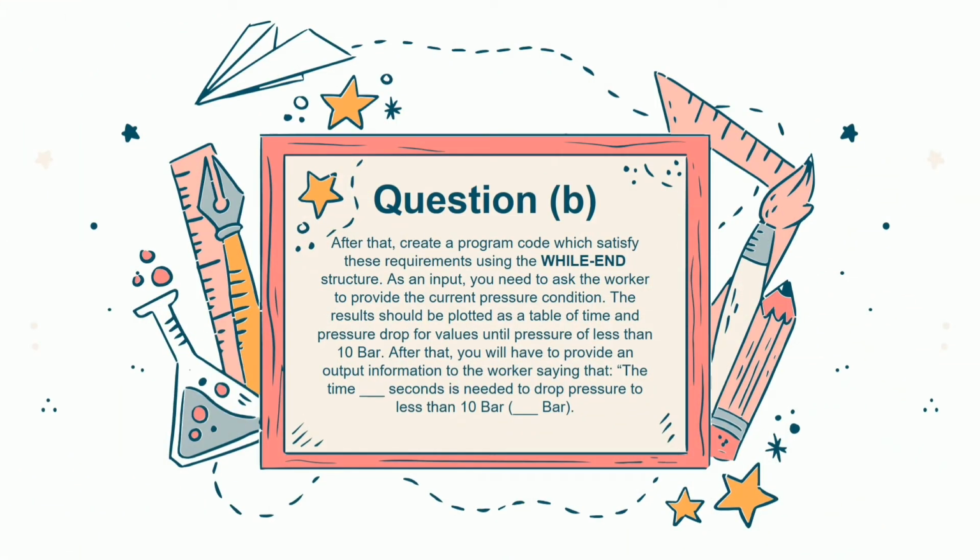Then question B. After that, create a program code which satisfies this requirement using the while end structure. As an input, you need to ask the worker to provide the current pressure condition.